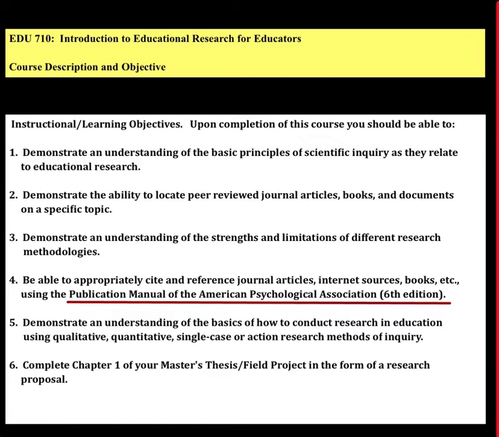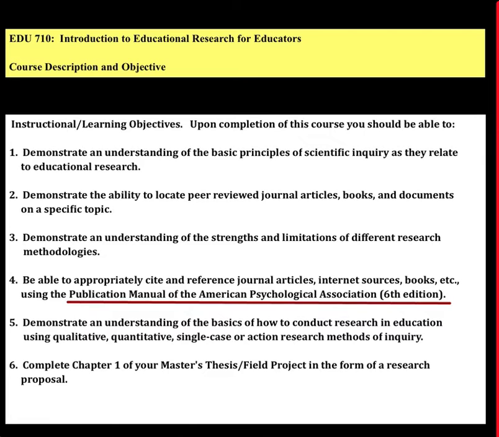Okay, objective number 3. Demonstrate an understanding of the strengths and limitations of different research methodologies. You'll have an opportunity to demonstrate your understanding through responses to the assigned required readings. You'll be asked to respond to that, by the quality of your written assignments, and by your responses to review questions. So you'll have plenty of opportunity to demonstrate your understanding of the strengths and limitations of the different research methodologies. Now, objective number 4, be able to appropriately cite and reference journal articles, internet resources, books, etc., using the Publication Manual of the American Psychological Association, the 6th edition.